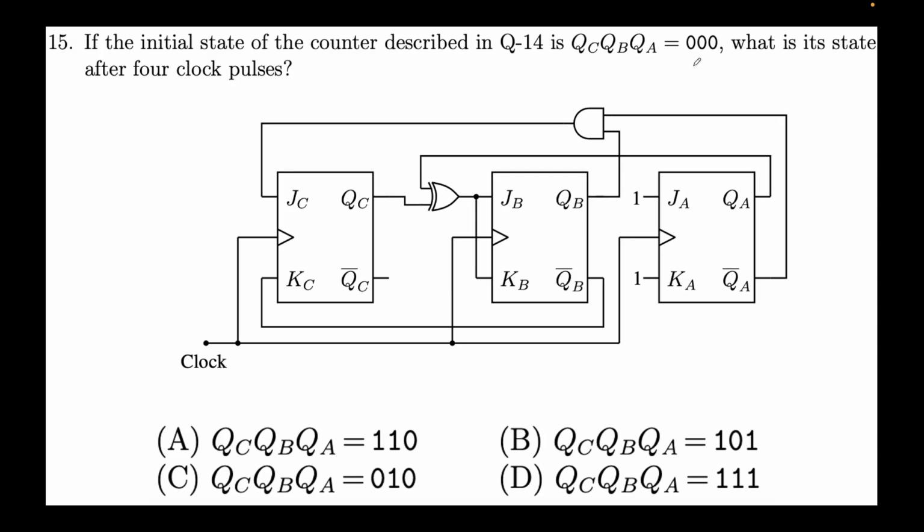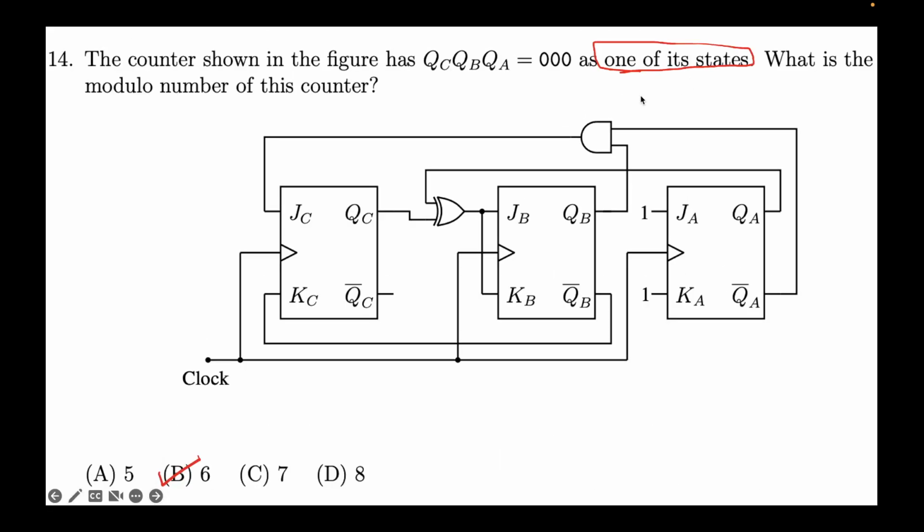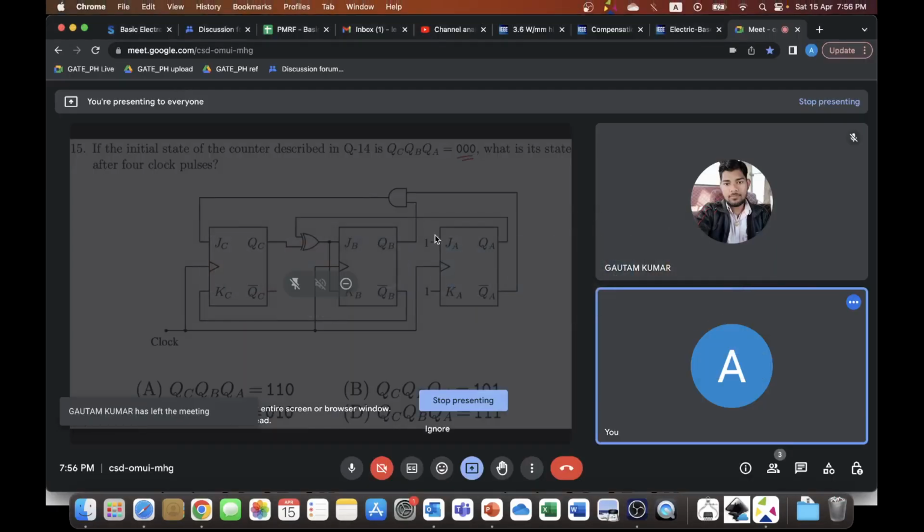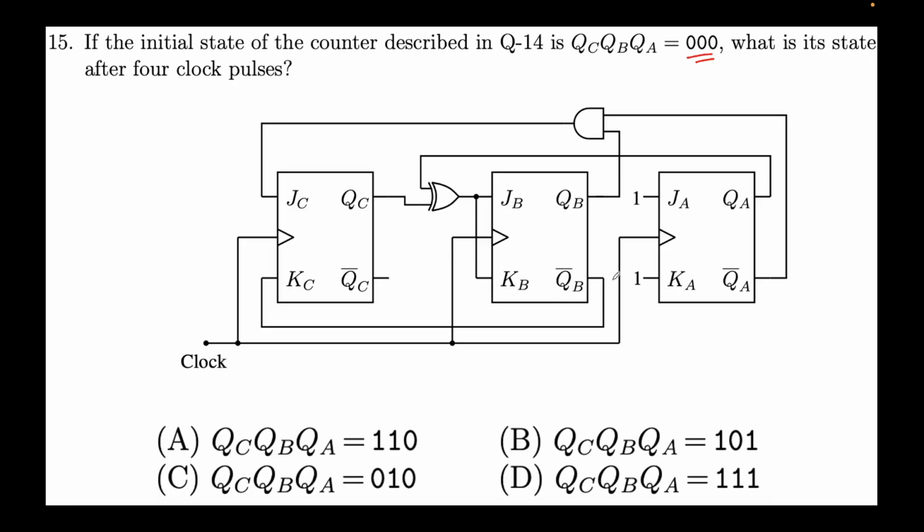Okay, just a second. All right, so the initial state is, sorry, just a bit, I think one of these slides is missing. It's okay. So the initial state is 0 0 0, right, and we want to find what is the state after 4 clock pulses.